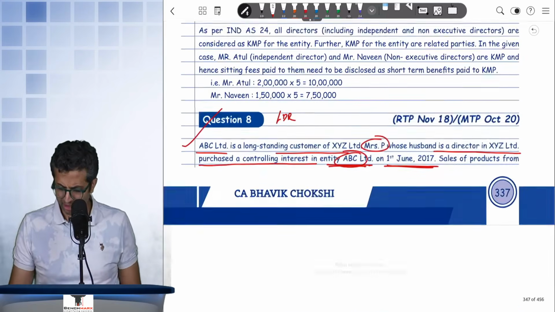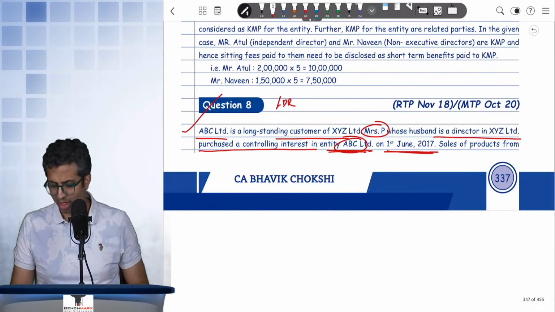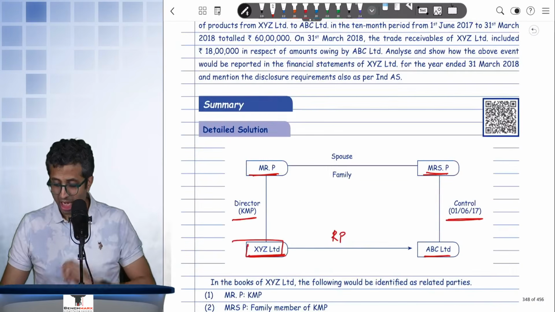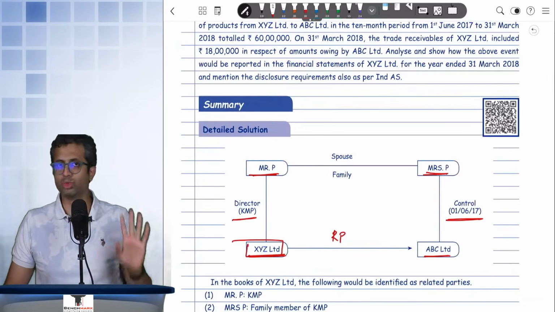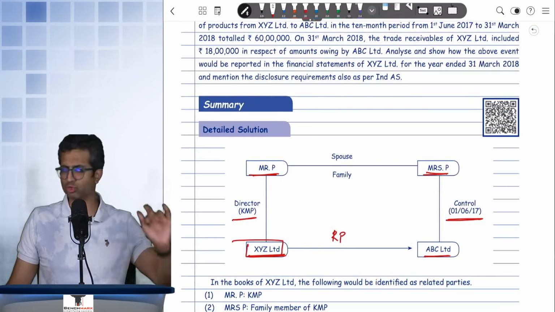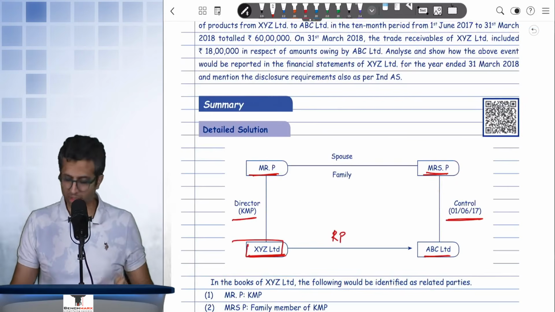and hence ABC and XYZ are related parties. However, Mrs. P acquired this control on 1st June 17 only, and hence transactions after 1st of June will require disclosure. However, transactions before 1st of June will not require disclosure, at least in the related party report.